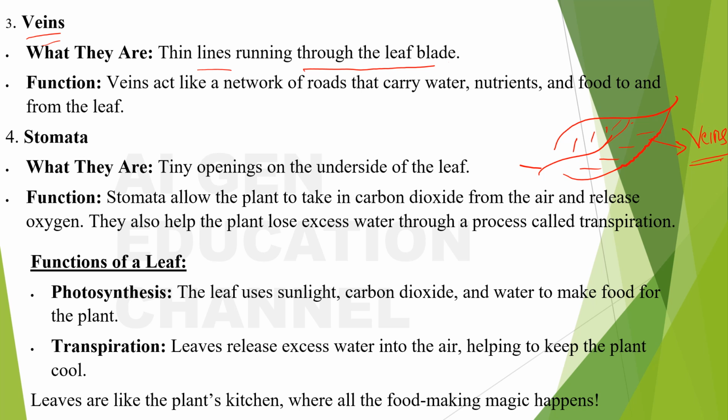Let us see. Veins act like a network of roads that carry water, nutrients and food to and from the leaf. The petiole will take water from the stem to the leaf, and the veins will distribute it all through the leaf, like a network of roads carrying water and nutrients. In the same manner, they will carry water, nutrients and food to and from the leaf. So water will be carried to the leaf and the food will be carried from the leaf to the other parts.